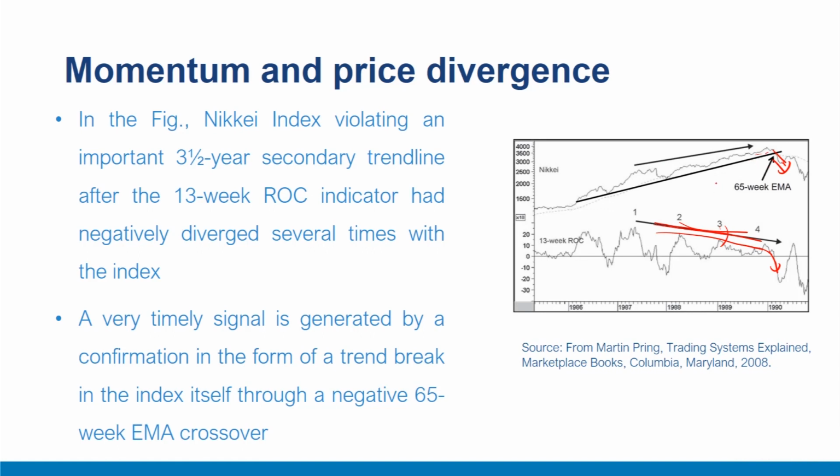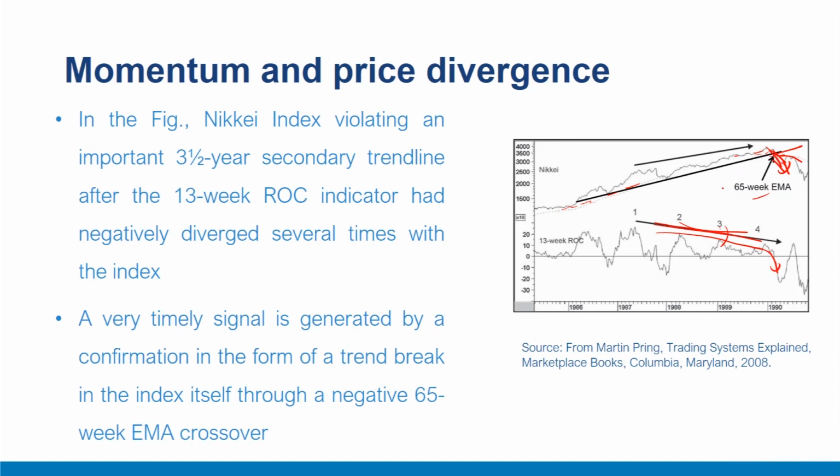in the index itself. And also there's a 65 week MA which is plotted. So the EMA chart is also there, which has also crossed over. So another signal is from the EMA crossover. Notice this dotted line, which is the 65 week EMA. So along with the trend line, that EMA is also crossed over.